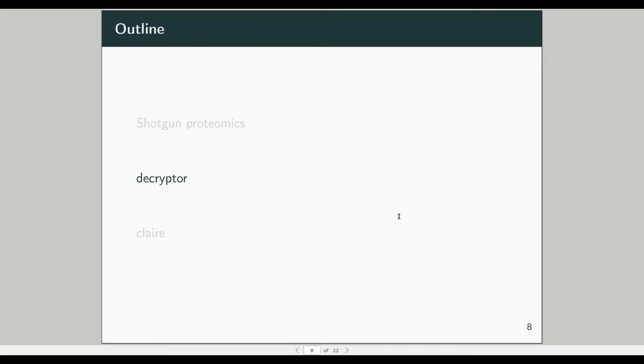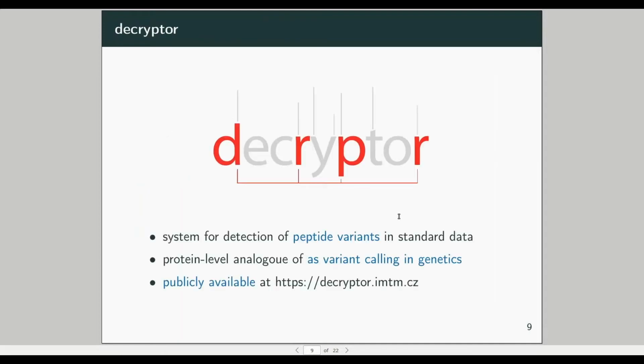So this was a rather short introduction to shotgun proteomics, and now I would say how Decryptor fits in. So the Decryptor is a system for detecting of peptide variants, and I would note that it's in standard data. So even though proteomics experiments typically are interested in proteins and in their expression, the actual peptides and their variants are of no routine interest, Decryptor does exactly this.